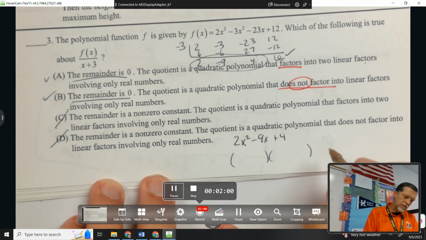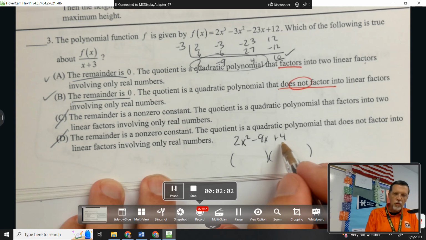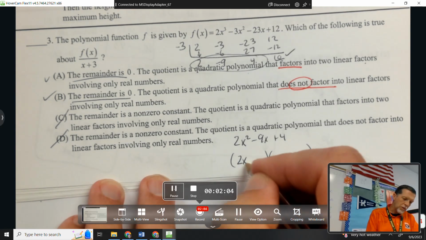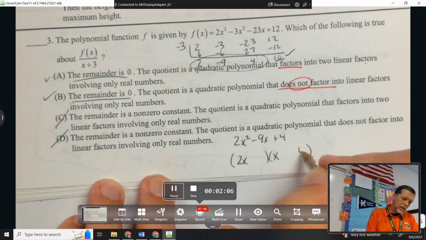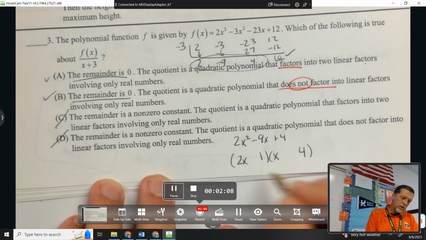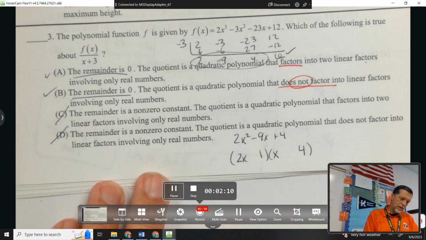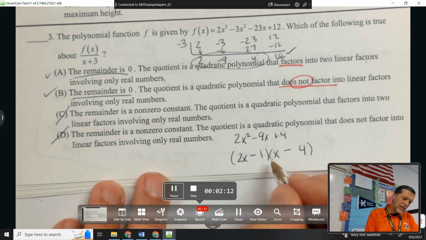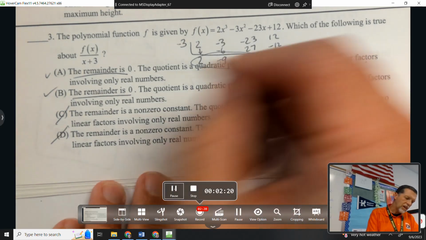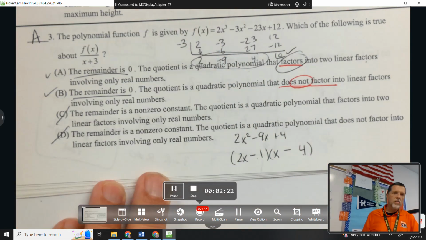So let's see. I'm thinking 2 times 4 is 8, so I'm thinking there's maybe a way to do this. Put the 4 across from the 2, that gets me 8. If both signs are negative, -1 and -8 make -9. -1 times -4 makes 4. So yes, it does factor. So my answer choice is A.